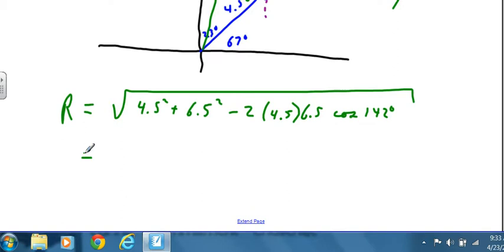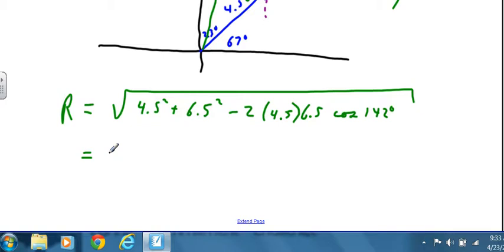Now, due to our inability yesterday of ever putting it in my calculator and getting the right answer, I suppose the same thing's going to happen today. 4.5 squared plus 6.5 squared minus 2 times 4.5 times 6.5 times the cosine of 142.